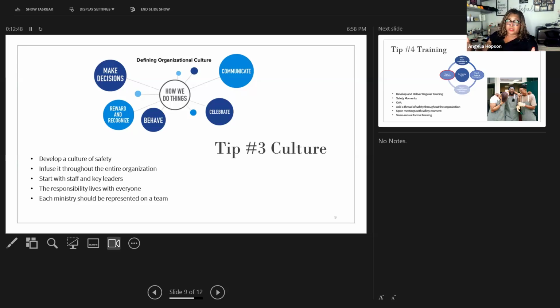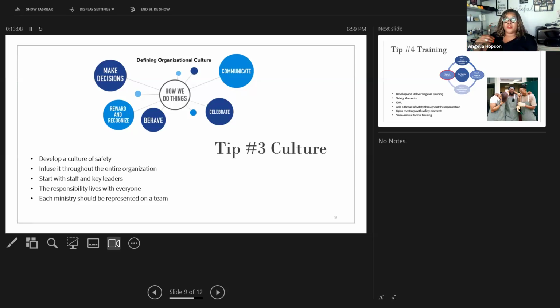These are the ways that you start to think about preventative measures. So how do you do things? Have you made decisions? How have you cross-trained people? How do you reward that behavior? How do you celebrate it and communicate it, right? And then that responsibility becomes everybody's.